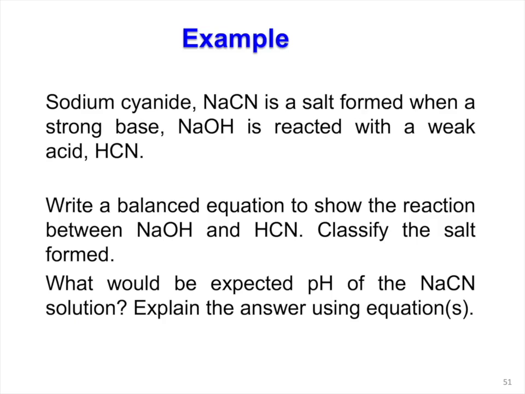Example: sodium cyanide is a salt formed when a strong base NaOH is reacted with a weak acid HCN. Write a balanced equation to show the reaction between sodium hydroxide and HCN and classify the salt formed. What would be the expected pH of the NaCN solution? Explain the answer using equations.